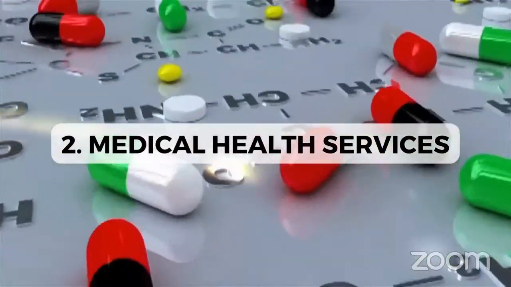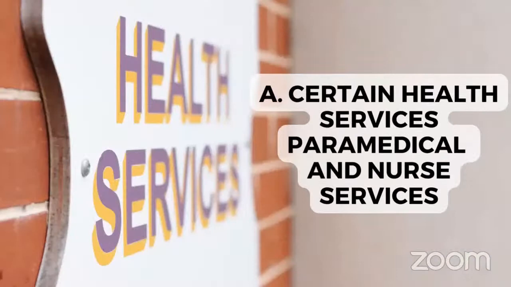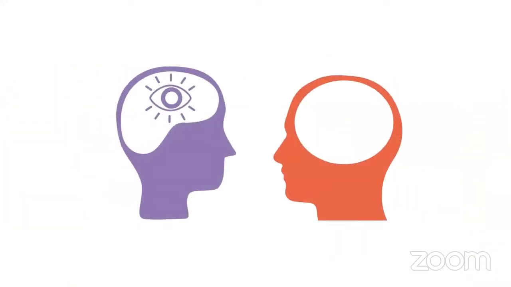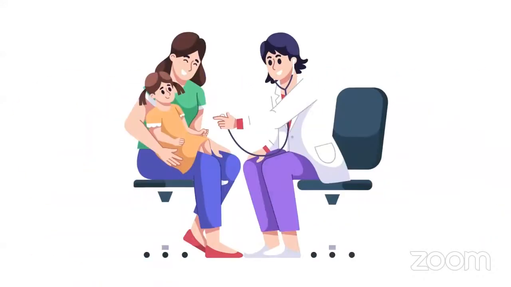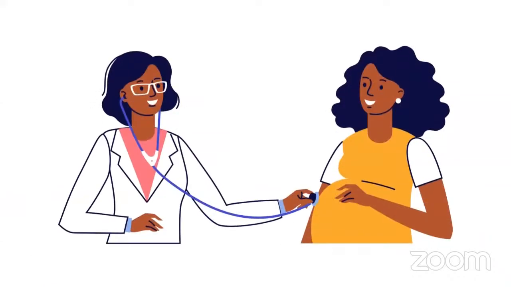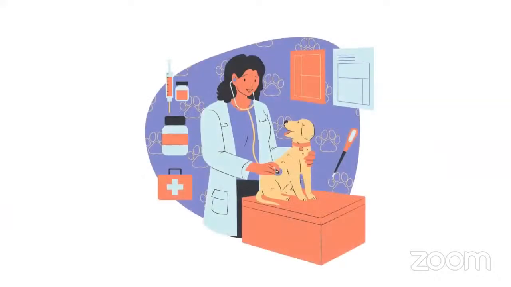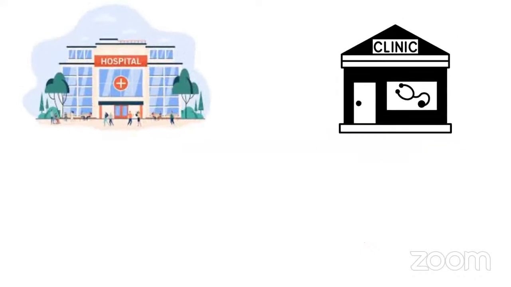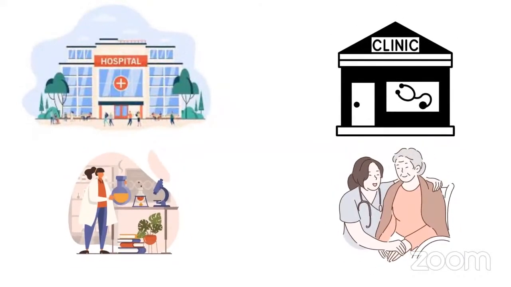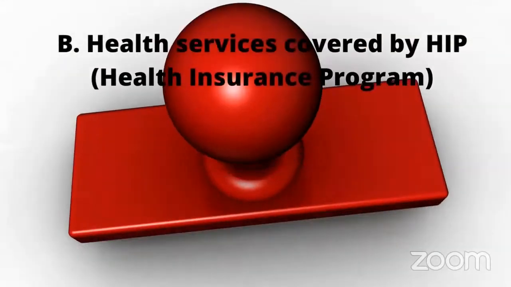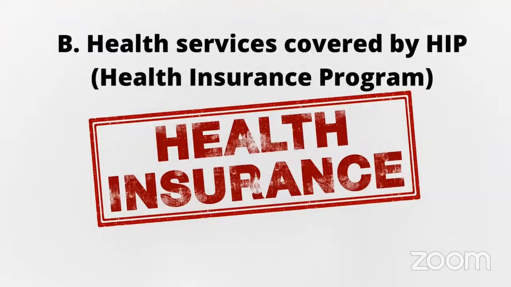Second, medical health services. For the A part, certain health services: paramedical and nurse services, general physician services, specialist doctors, psychologists and psychiatrist services, health expert services, midwifery services and traditional birth attendants, veterinary services, home service hospitals, maternity hospitals, health clinics, health laboratories, and sanatoriums. For the B part, health services covered by JKN or Health Insurance Program.